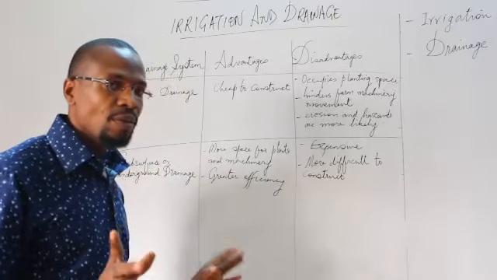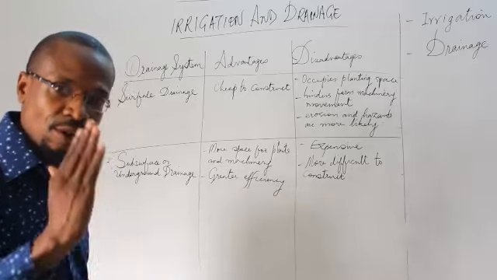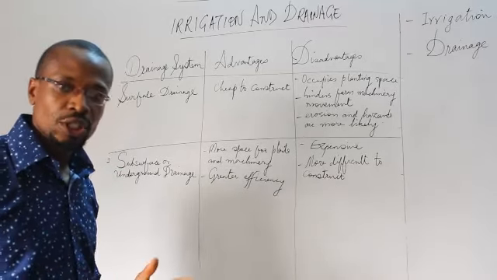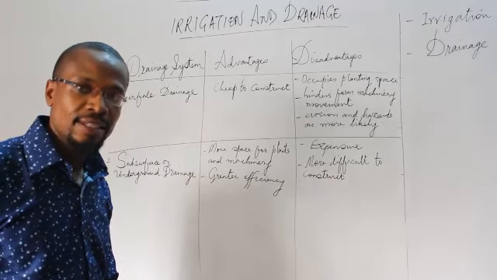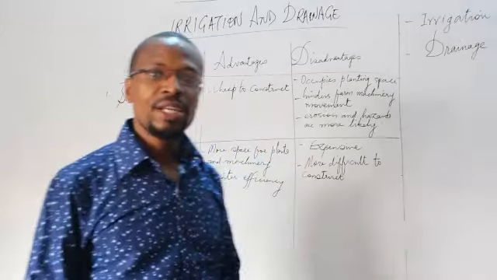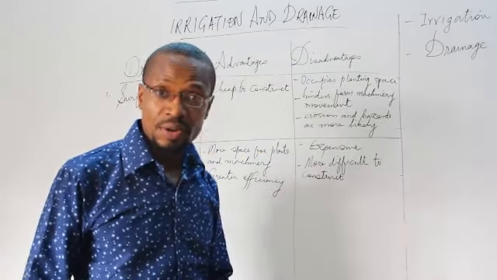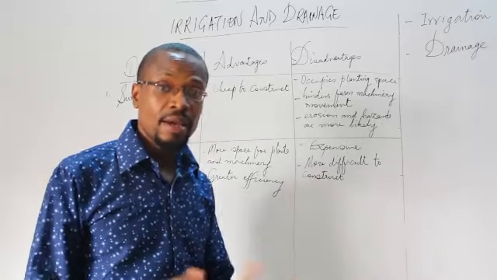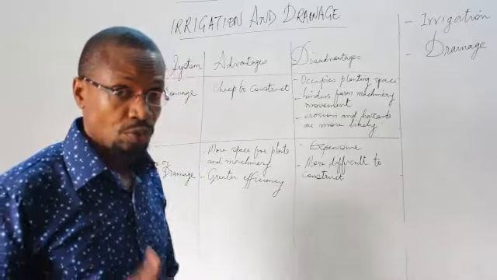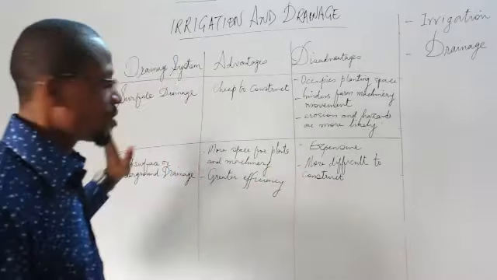Now, there are two basic types of drainage systems. The first one is the surface drainage, and the second is the subsurface or underground drainage, just like we explained in the case of the irrigation. Okay, in the case of irrigation, we had the surface irrigation, we had the subsurface or the underground irrigation, and then we had the overhead irrigation, which was split into two. Remember, the sprinkler and the drip. Now, in this case, it's just about the same thing.